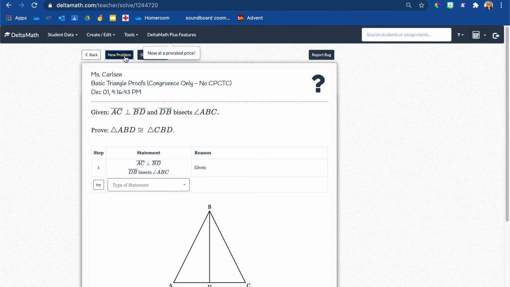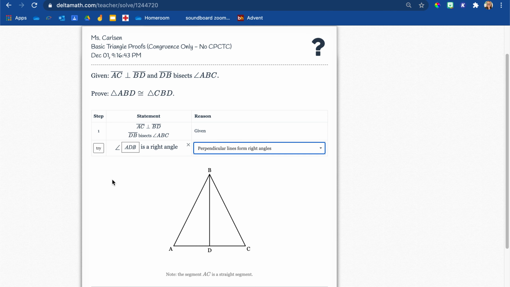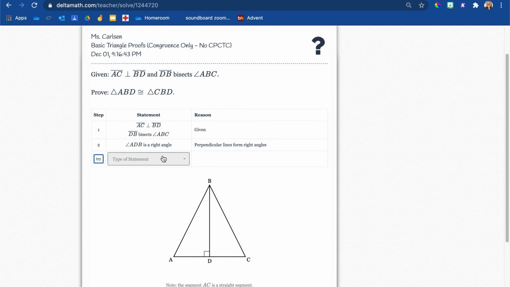So let's look at a new problem. Here we've got AC perpendicular to BD, and we're told that DB bisects angle ABC. Those statements are there because it's given. Now, since AC is perpendicular to BD, I actually know that ADB is a right angle, because perpendicular lines form right angles. We can try that. Awesome.